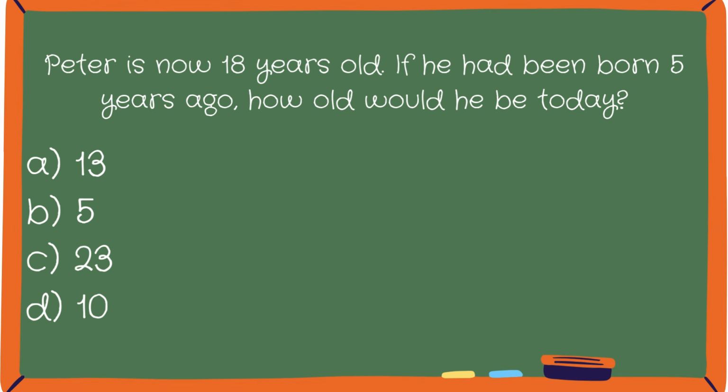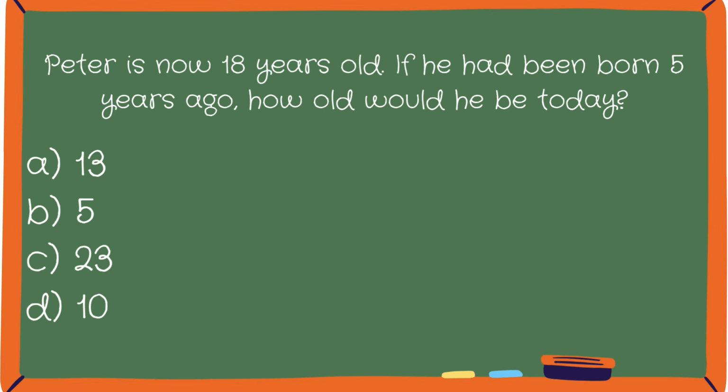Very well. Let's move on to the next proposal. It says Peter is now 18 years old. If he had been born 5 years ago, how old would he be today? We have a few alternatives: 13, 5, 23, and 10. You have to be very careful because this exercise can lead you to give the wrong answer. I recommend that you pause the video, solve this exercise, and write your answer in the comments to find out how many people got this exercise right.